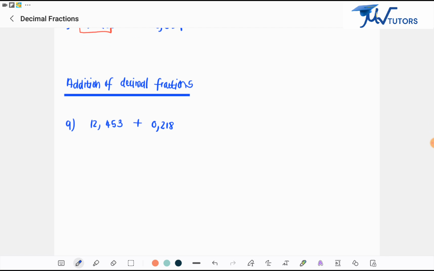Okay, so what I'm going to do now, I'm going to rewrite it in this way. I'm going to write it as 12.453 and then add it with 0.218. I have to make sure that these are aligned properly so that I can add. And then when we add, we start adding from the right and we're going all the way to the left. So what do I mean? I'm going to start adding 3 and 8, which is 11, and then we carry 1.